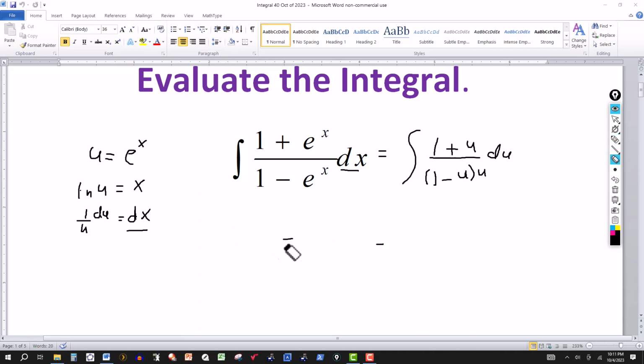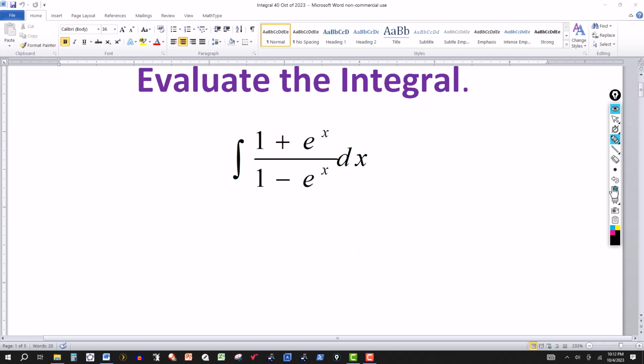Do it another way here, but that way will work. So here's what I'm going to do for this one. I'm going to do it this way. Got the integral, then I'm going to rewrite this. So it's 1 plus the integral of (1 plus e to the x) over (1 minus e to the x).